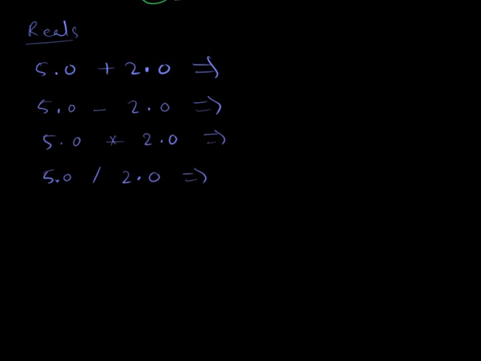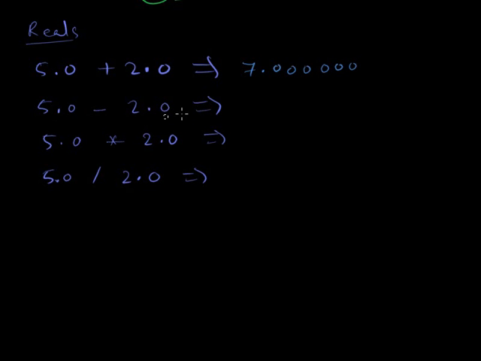So with reals, if we have 5.0 plus 2.0, let me write all of these operations first, and then we'll look at the results thereafter. So coming back to the results, 5.0 plus 2.0 will give you the same 7.0, but a real is followed, after the decimal point, by 6 digits. So instead of 1 zero we have 6 zeros.